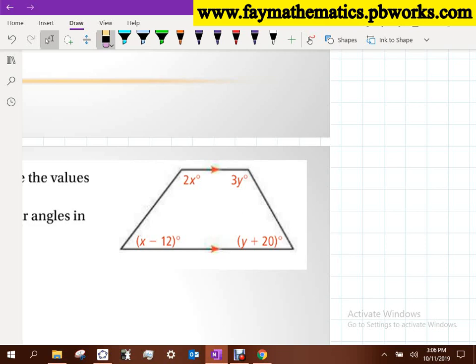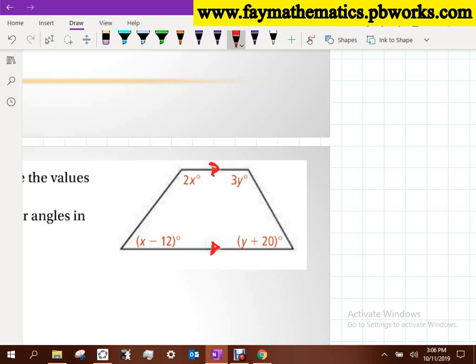Quadrilateral that has one set of parallel sides. Starts with a T. Trapezoid, good. Okay, so we got trapezoid here. When I look at trapezoid, parallel lines, those jump off the page every single time from now on out.